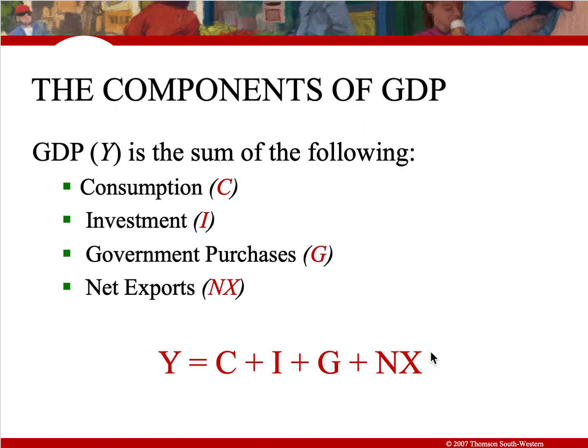So mathematically, these GDP components can be put together to form this mathematical function. Here indicates the GDP, the income generated by a country through its economic activities. And the C makes up one of the components, the I makes up one of the components, and the G, as well as the export sector.